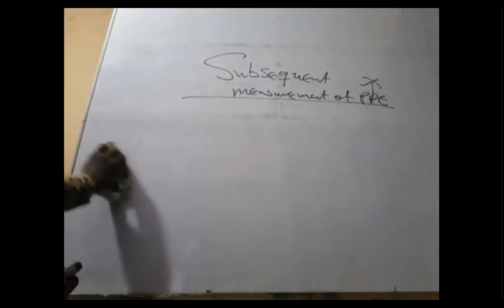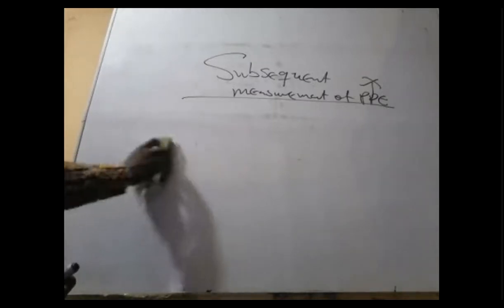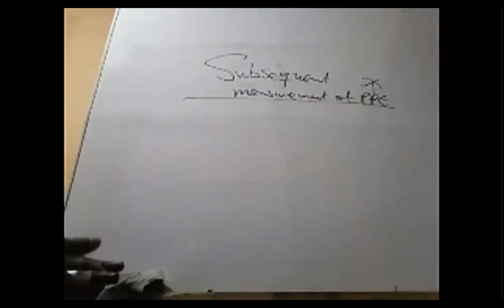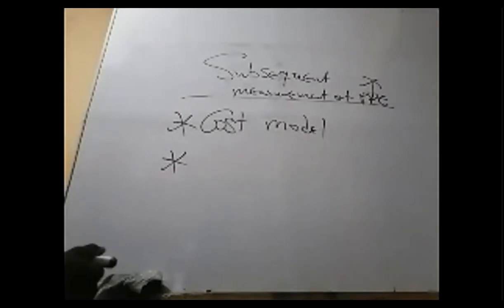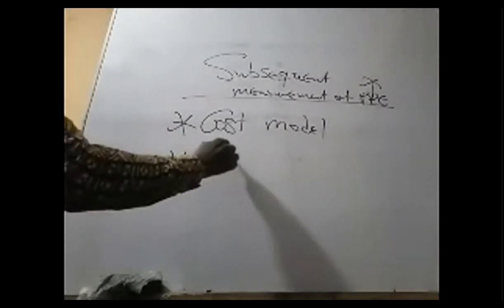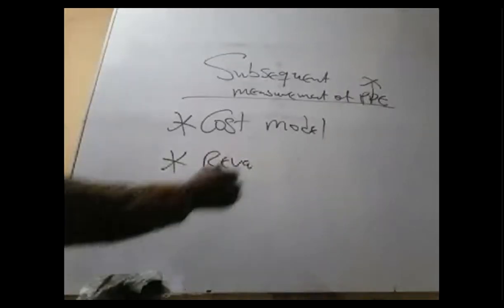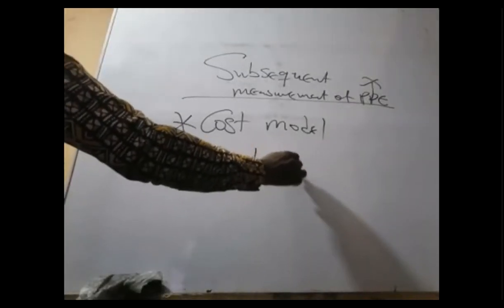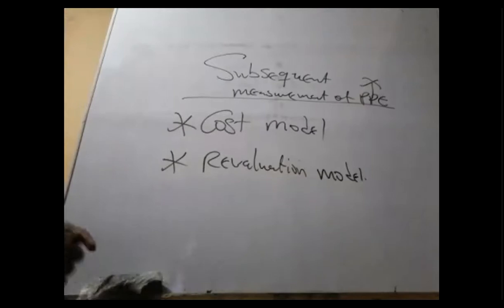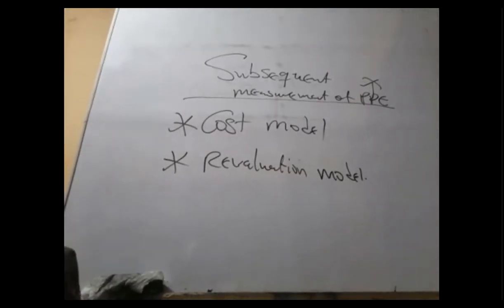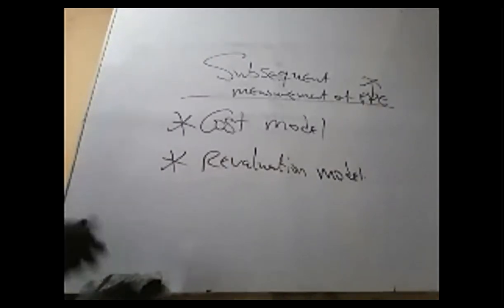Now the standard is saying that the entity should select or choose between two models. So we have models that we have to use. We have the cost model and what? Revaluation model. So I'll pick them one after the other. So let's talk about the cost model in summary, revaluation model in summary. Then the rest is question stuff.